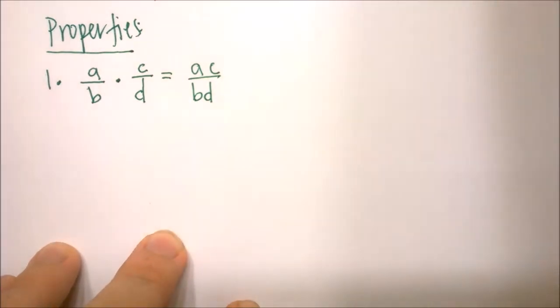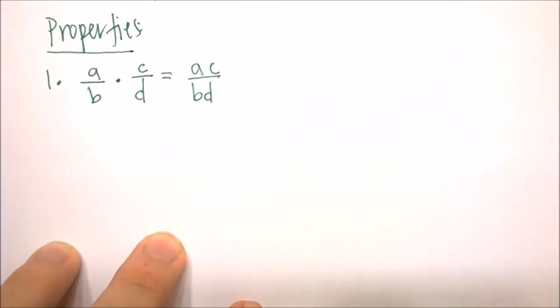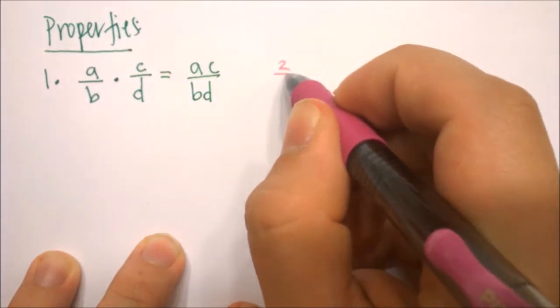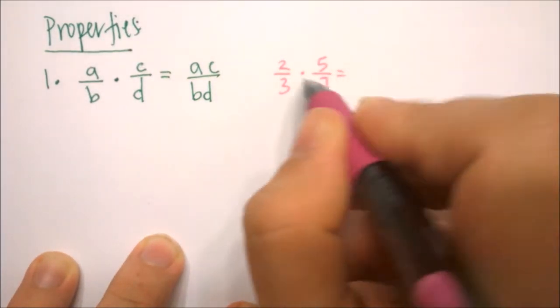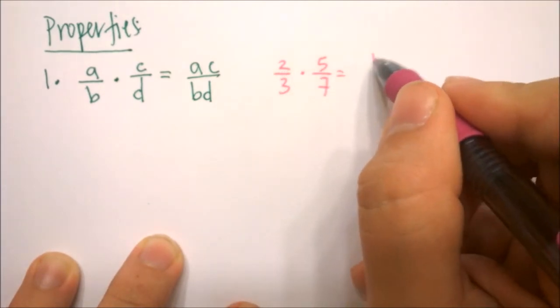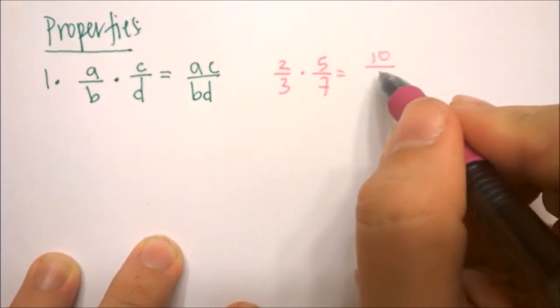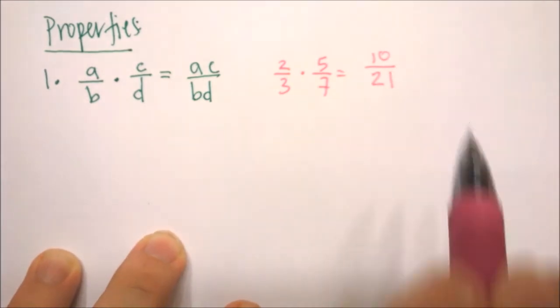So let's look at an example. If we have 2/3 multiplied by 5/7, we're just going to multiply straight across. So 2 times 5 is 10, and 3 times 7 is 21. So we have 10 over 21.